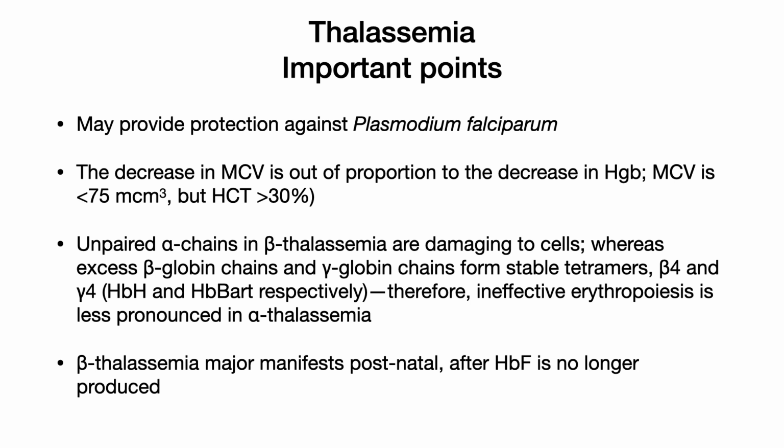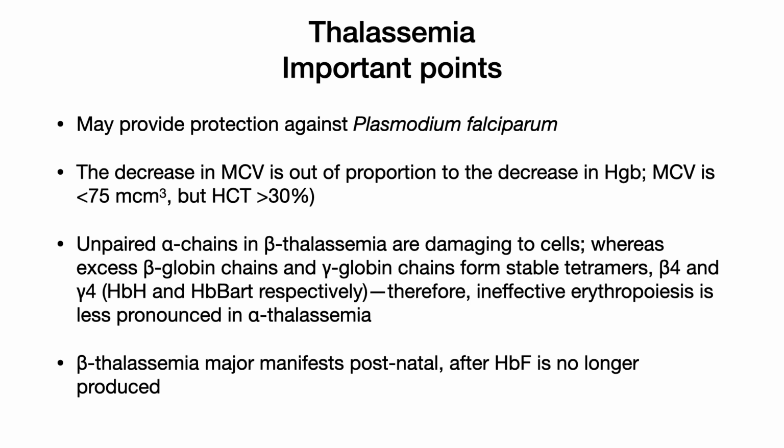So remember, the unpaired alpha chains in beta thal are damaging to the cells, but excess beta globin chains and gamma globin chains in alpha thalassemia form stable tetramers. Beta 4 is hemoglobin H, and gamma 4 is hemoglobin Bart. And I always wish it was reversed, because it'd be a lot easier to remember that beta 4, B for beta, is hemoglobin Bart, but it's actually the reverse of that. So hemoglobin Bart is the gamma, and that's what you see in kids. Hemoglobin H is what you see with the 4 beta chains.